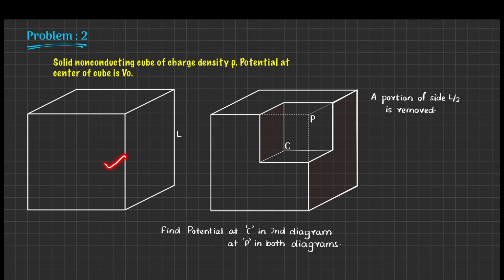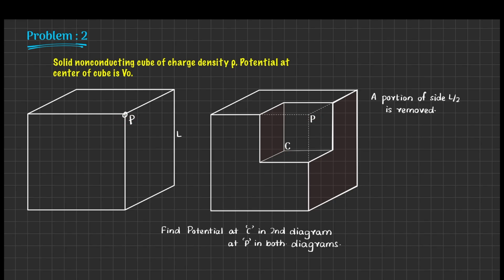So I have 2 diagrams here. The point P corresponds to the corner. So I can say here also the same point P is right here. They have told us the potential at the center is V naught. They are asking what is the potential at P in these 2 cases. The first case is the whole cube, but in the second case, we have cut out a smaller portion of the cube, whose side length is L by 2. So find potential at these points and at this point also.